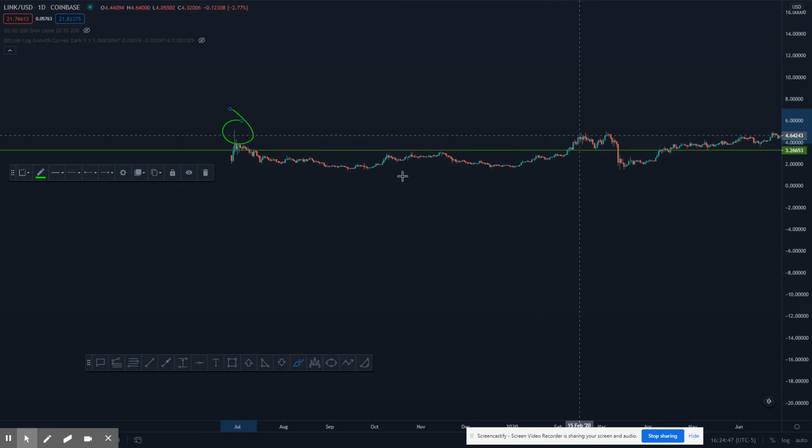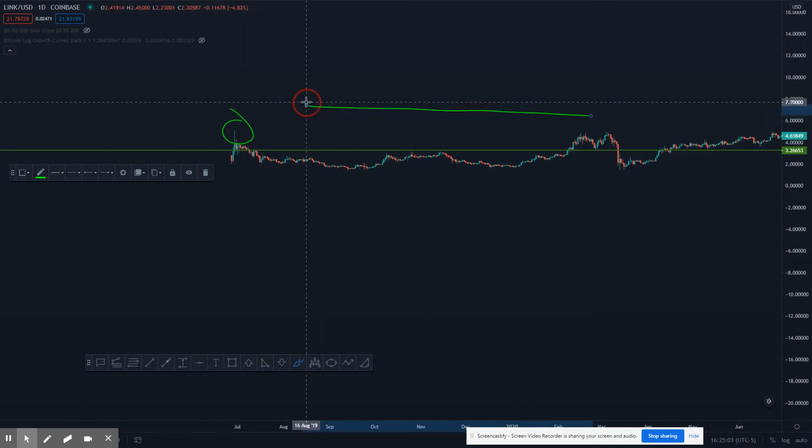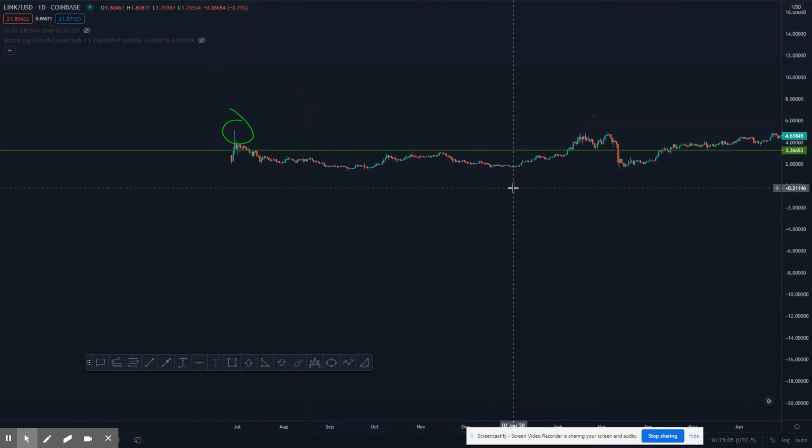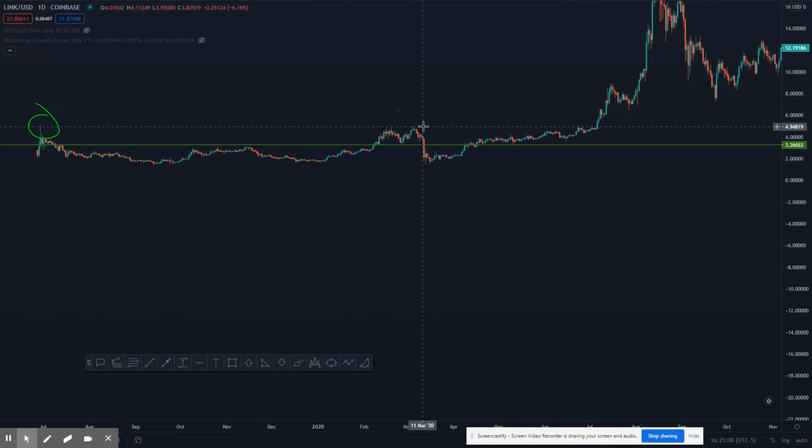From June 2019 all the way to, still didn't break it then. Still didn't break, got close, still didn't break it. Oh, I'm sorry, let me get out of there. Still didn't break it. Still didn't break it. Bam, July 2020. Basically over a year. It took a year to break for whoever bought here. So that's why we don't want to chase.